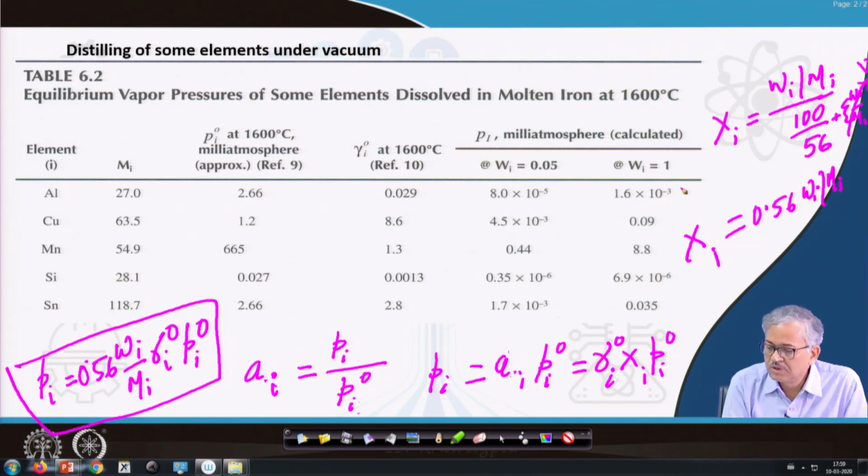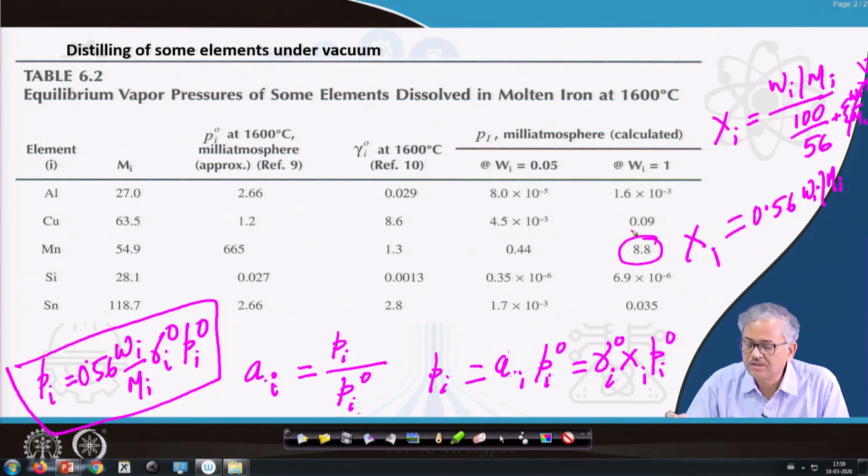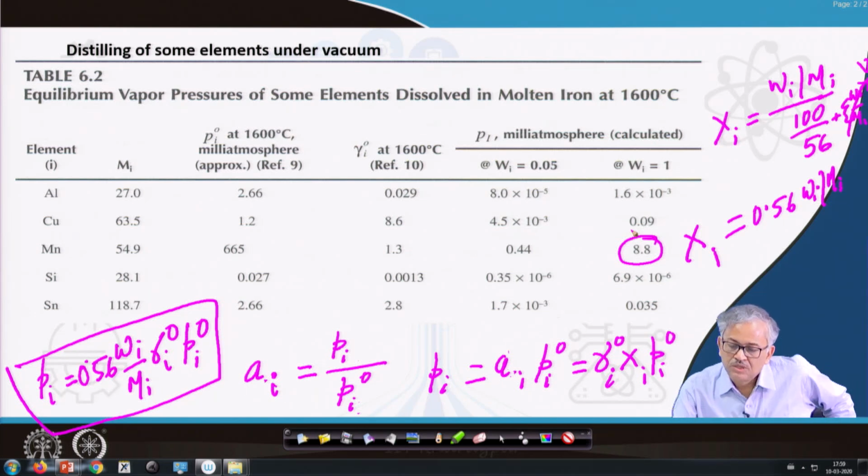Similarly, if you do the calculation for manganese, you can find this value is quite high, that is 8.8 milliatmosphere at 1 weight percent. And 1 torr pressure is basically 1 milliatmosphere, since 10 to the minus 3 atmosphere means 1 milliatmosphere. So under 1 torr pressure, if we have manganese in the bath at 1 weight percent, then its vapor pressure is 8.8 milliatmosphere or 8.8 torr.